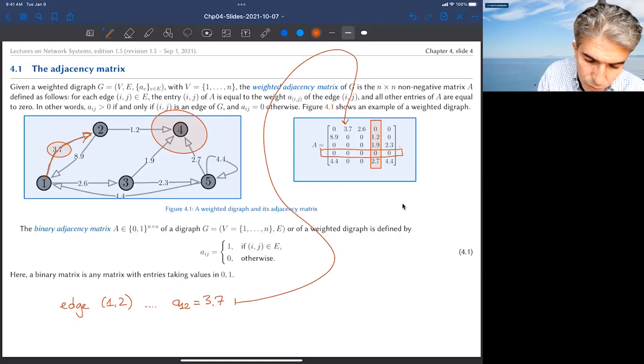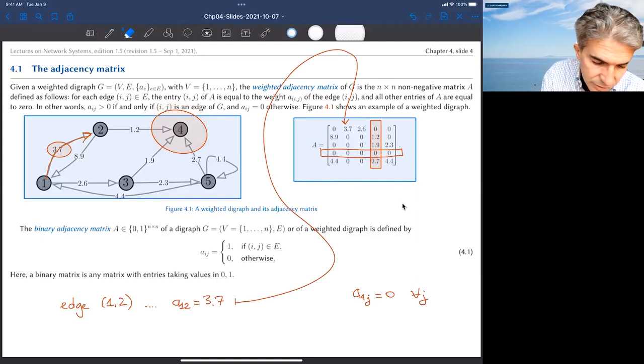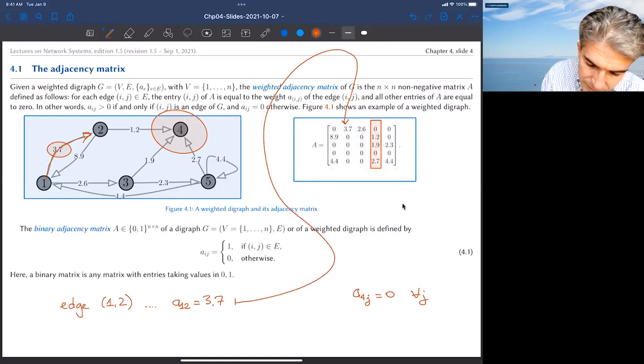In the case of node 4, node 4 has no outgoing edges. Therefore, all entries of the form A4j are equal to 0 for all j. And so in fact, this is the content of that row. Let me emphasize it one more time. So the row number 4 is empty. All entries are equal to 0.